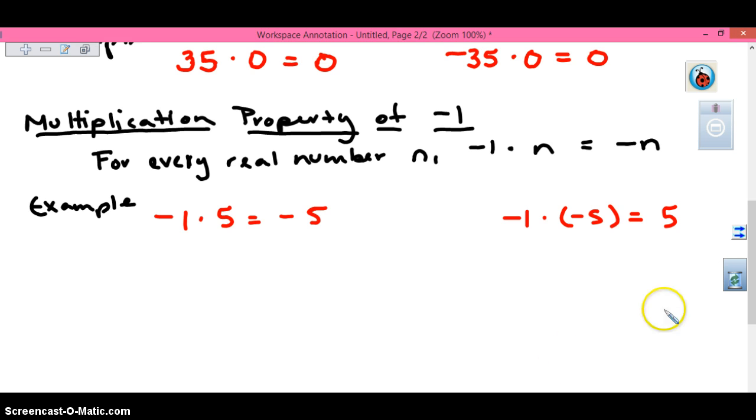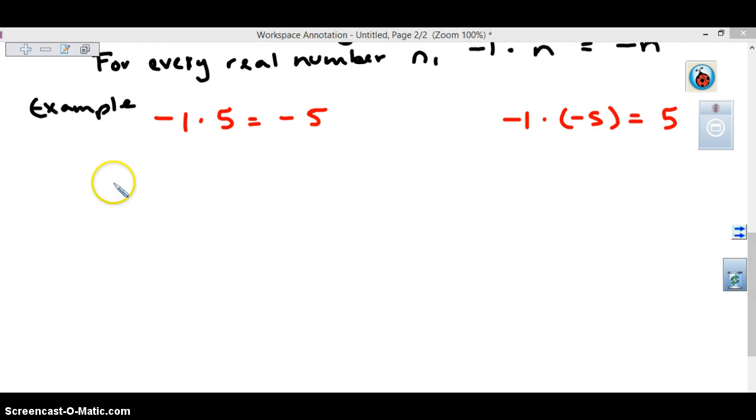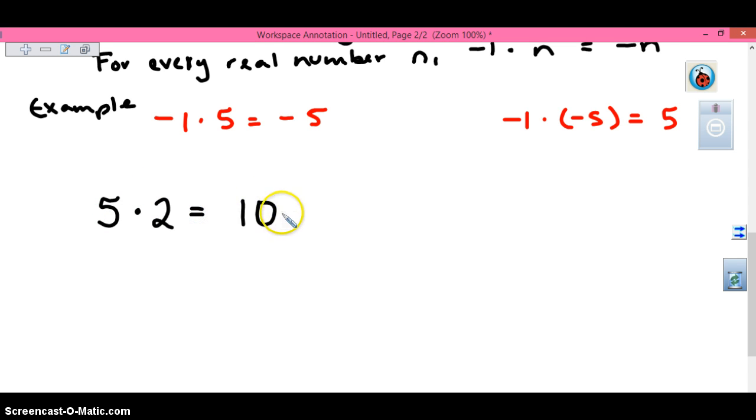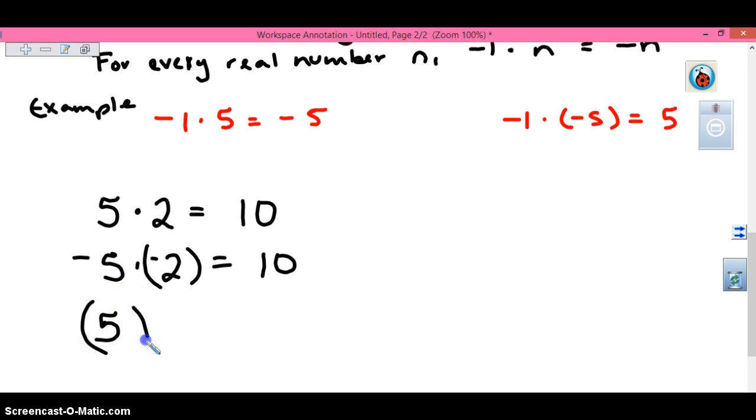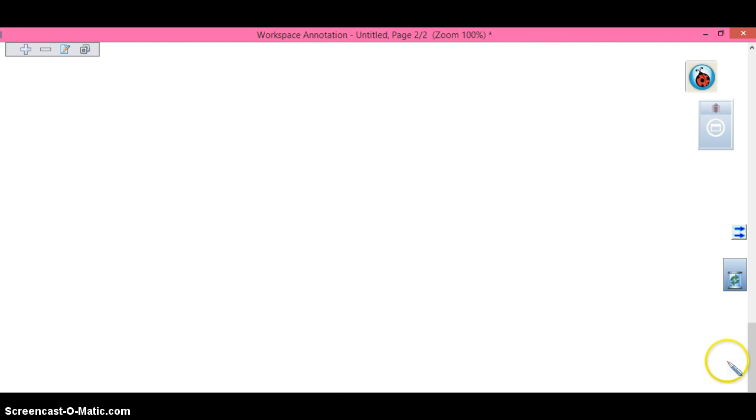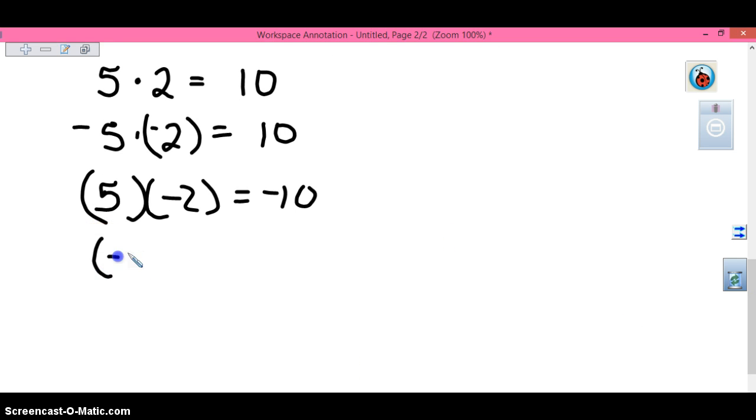Well, because the rule for multiplying integers states that when you're multiplying two positives, for example 5 times 2, it equals a positive. When you're multiplying two negatives, it also equals a positive. But when you're multiplying a positive and a negative, it equals a negative number. Five times negative 2 would also equal negative 10.